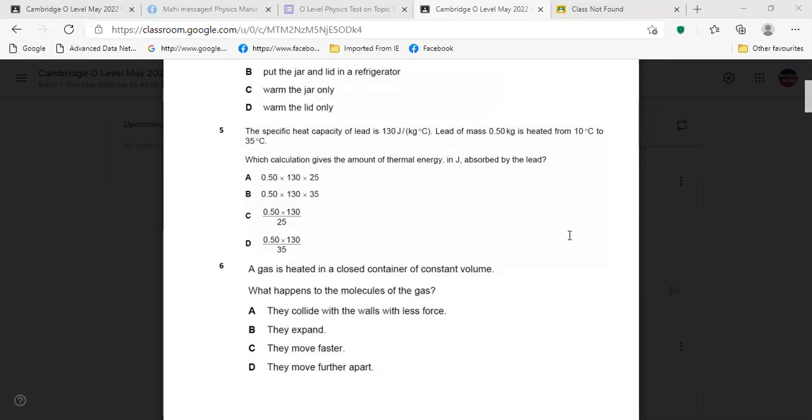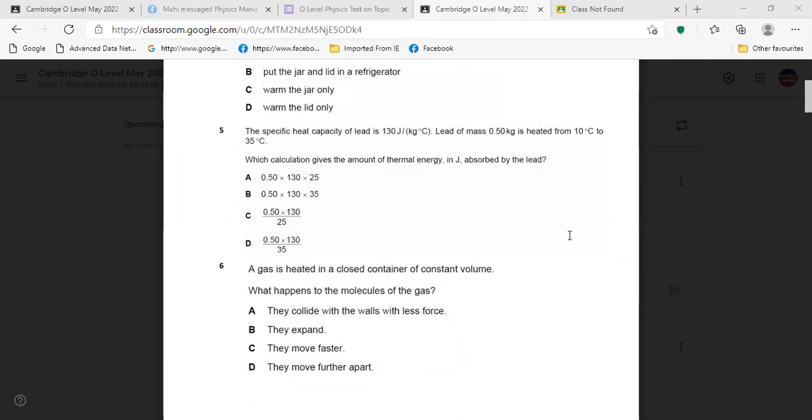The specific heat capacity of lead is 130 joules per kg. Lead of mass 0.50 kg is heated from 10 degrees Celsius to 35 degrees Celsius. Which calculation gives the amount of thermal energy in joules absorbed by the lead? So they are asking about the thermal energy absorbed by the lead, so the heat energy required.